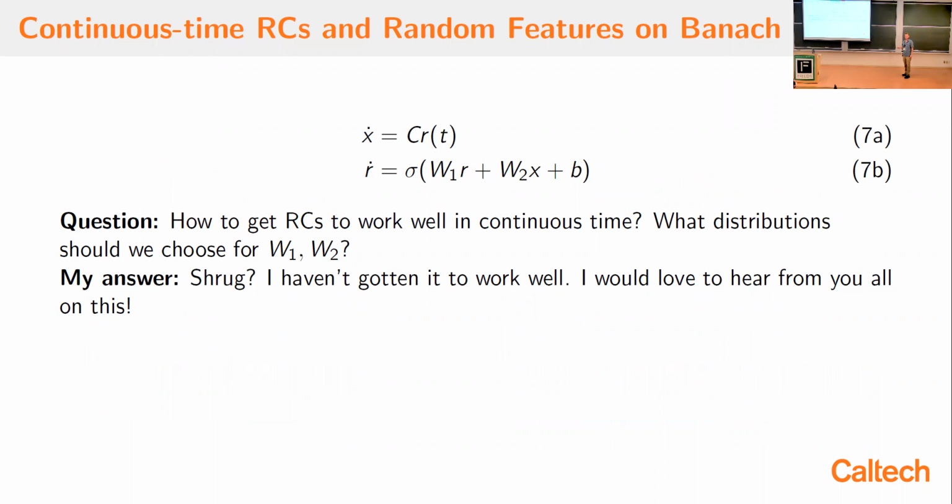Here I just rewrote the reservoir in continuous time. I like continuous time. How do we get these to work well in continuous time? And in particular, what distributions do we need to choose for W1 and W2? The stability conditions change for continuous time, but we know things about them. We can linearize, but frankly, I tried a little bit and I don't really know the right answer. So this is a question to all of you: I would love to have a method where you randomize the hidden states and then I get an ODE that really works for reservoirs, but I just haven't really gotten it to work.